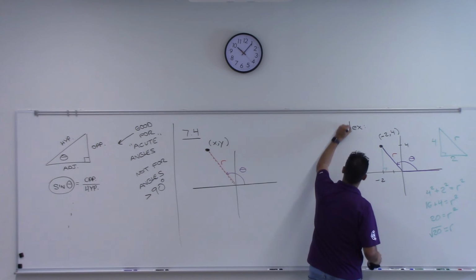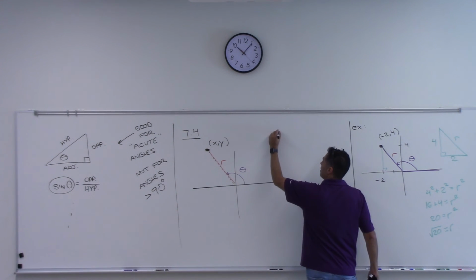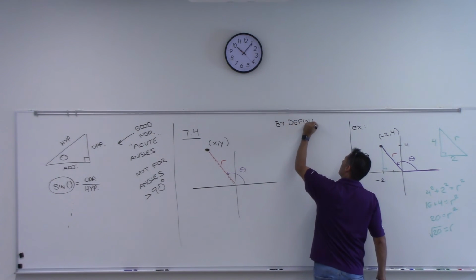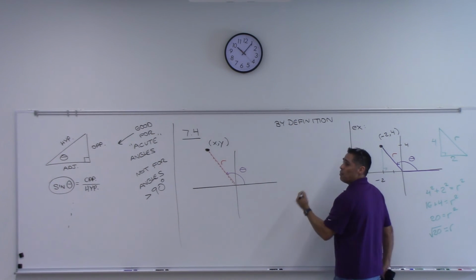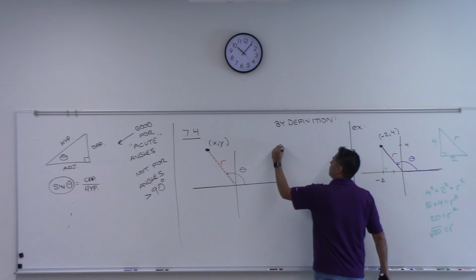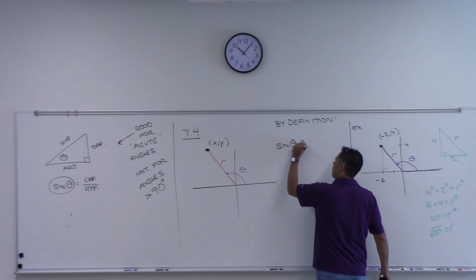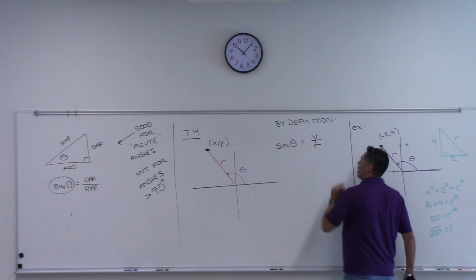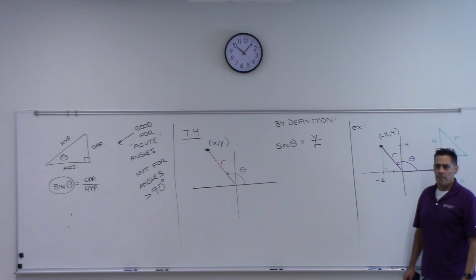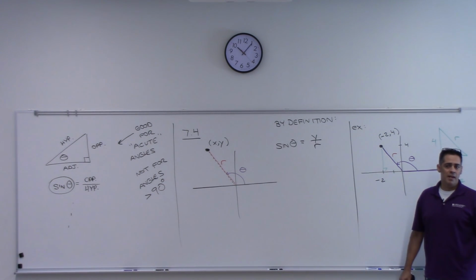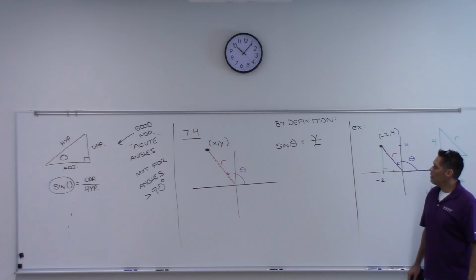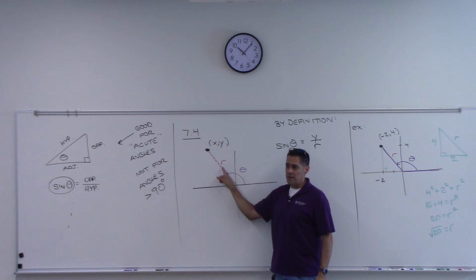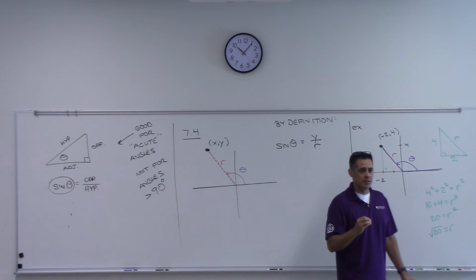So using this, by definition, I'm going to even put that here. When we say by definition, it means this is the way we define it. Sine of this angle will always be the y coordinate divided by r. That's the definition of sine of an angle. All you have to do is take this y coordinate, whatever that is, and divide it by this radius. And that's what sine of that angle is.